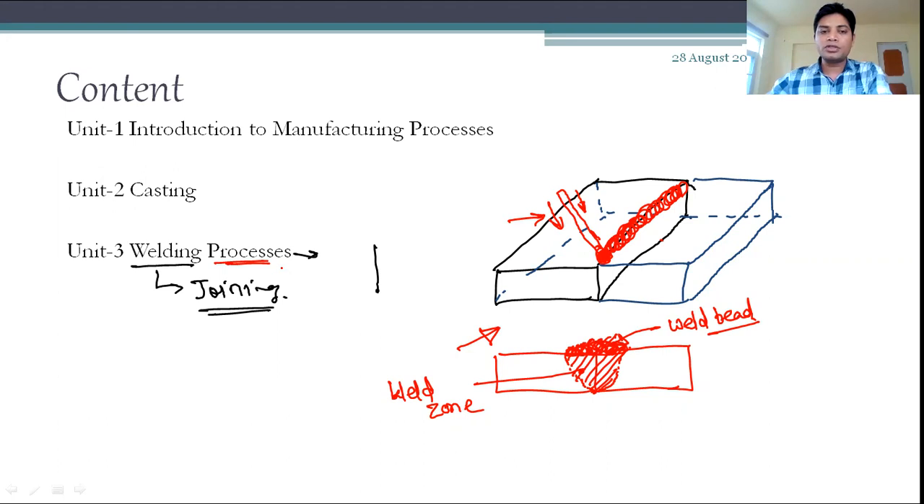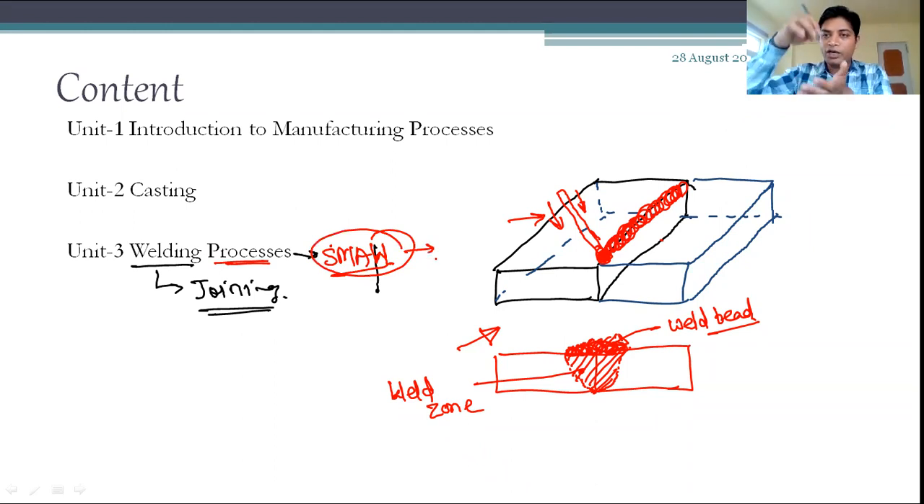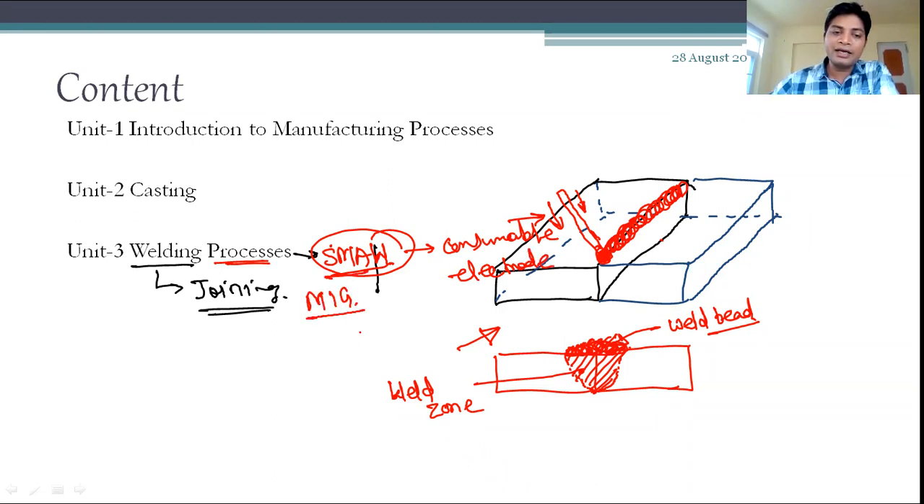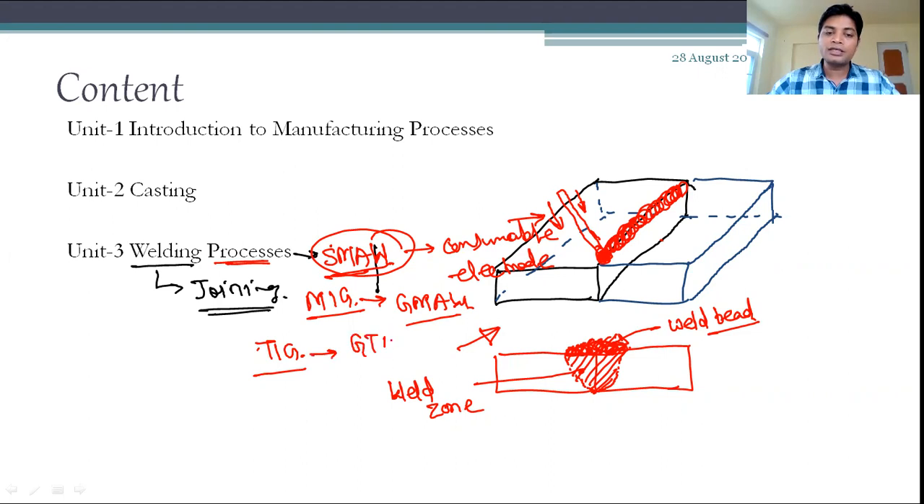So there are different types of processes, which I'm just writing over here. First, shielded metal arc welding, SMAW, which is what I briefed you on just now. This is based on a consumable electrode. Next there is MIG welding, metal inert gas, which we also call GMAW, gas metal arc welding. There is TIG welding, tungsten inert gas welding, which we can also call GTAW, gas tungsten arc welding.